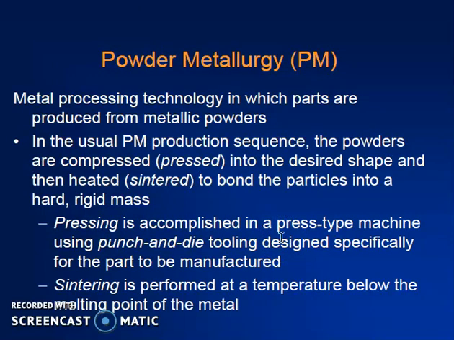It is a metal processing technology in which parts are processed from metallic powders. So, here we are first making powder of metals, and from that powder we are manufacturing the products. In the usual powder metallurgy production sequence, powders are compressed or pressed into the desired shape and then heated. This heating process we call the sintering process, to bond the particles into a hard and rigid mass of required size and shape.